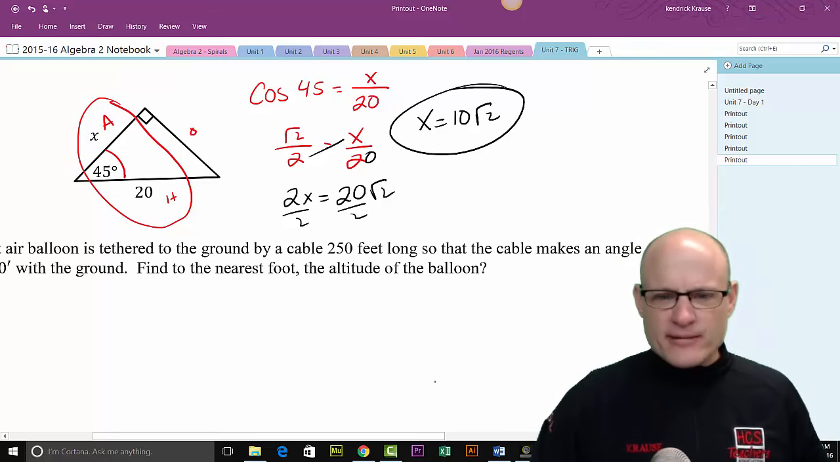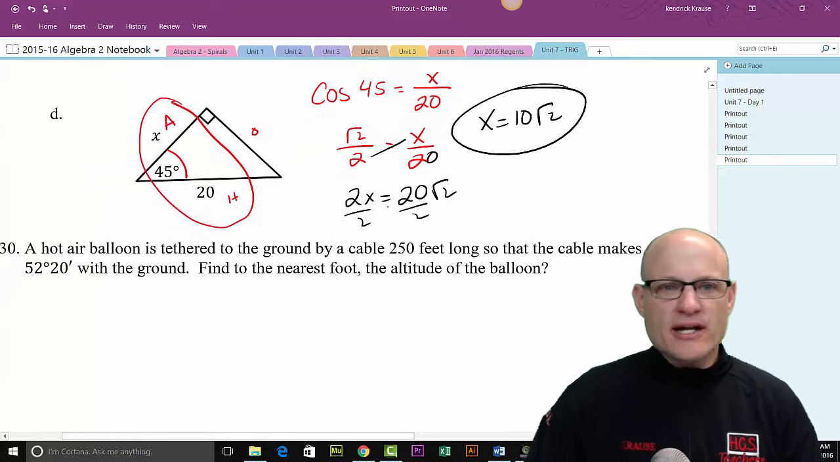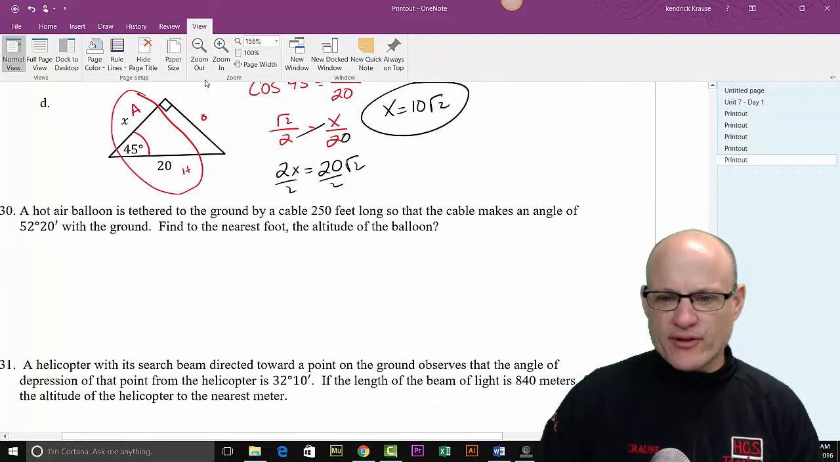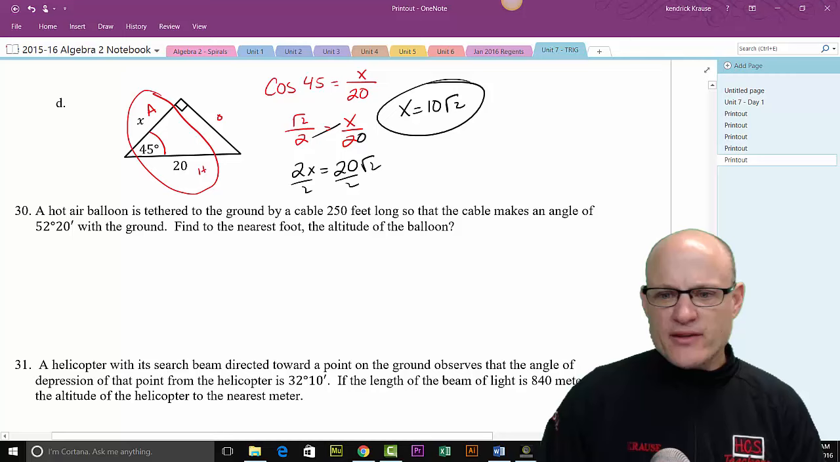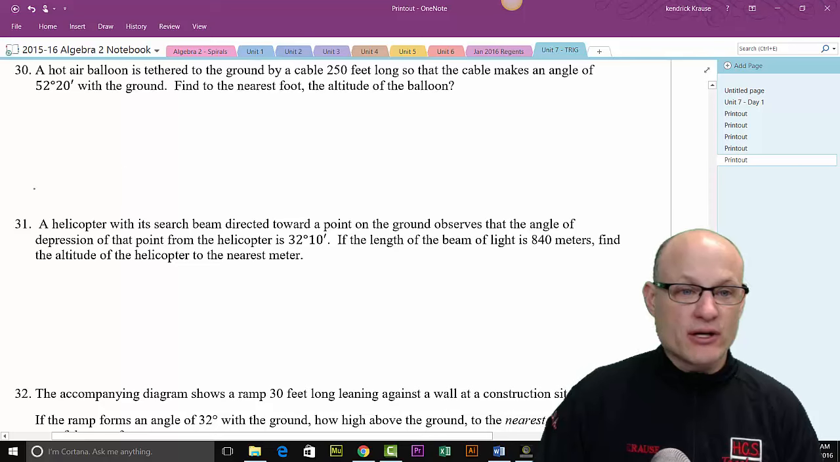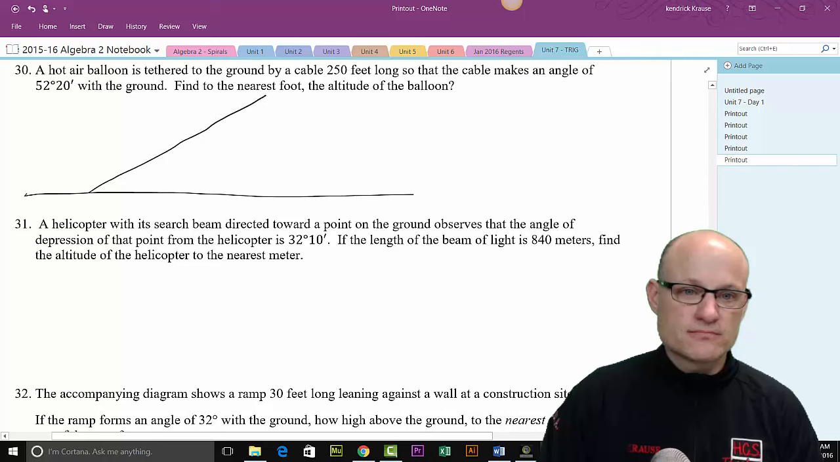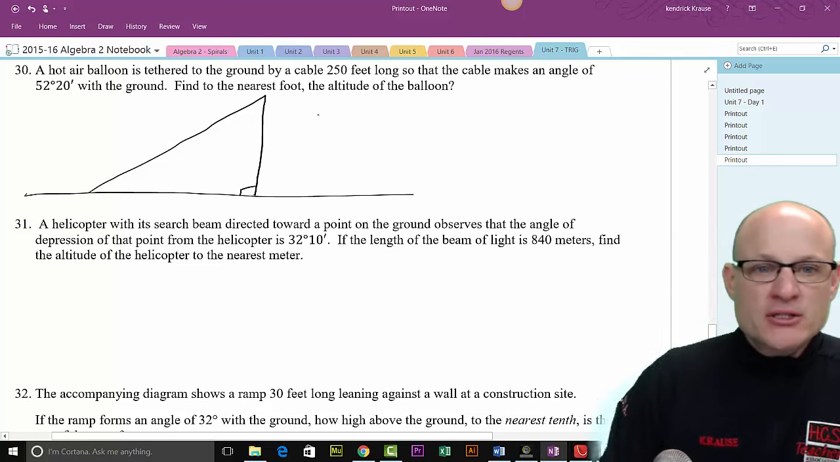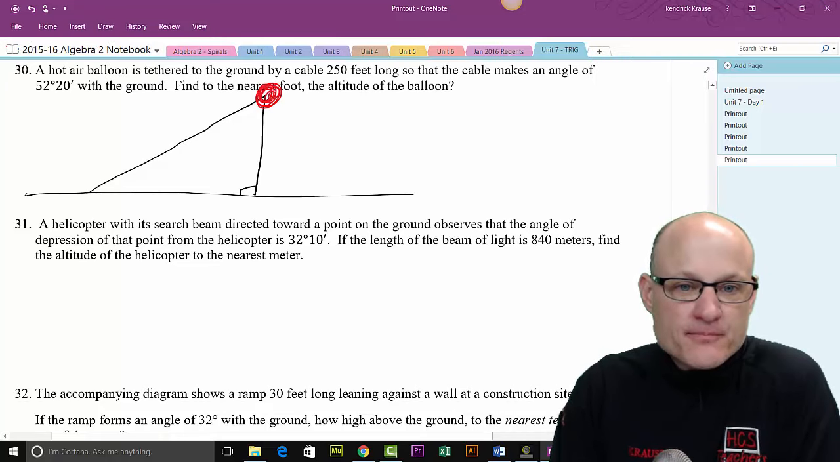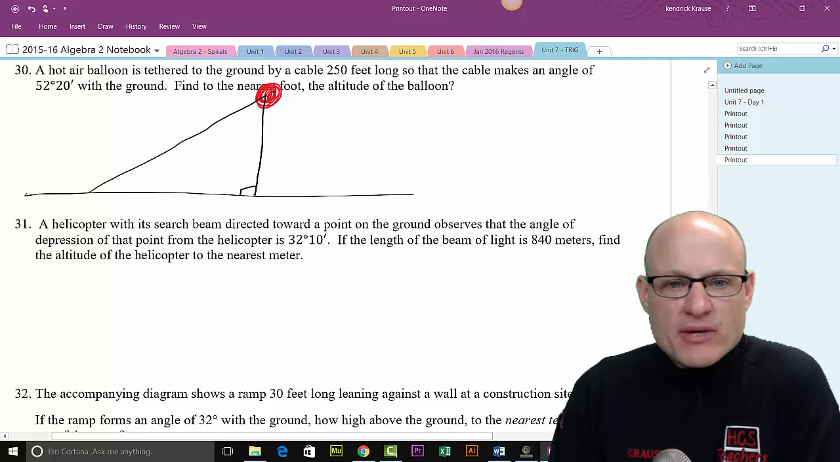All right, so the trick with word problems is trying to make sense of them. The other thing you should remember is the only thing we've worked on is right triangles. So you know you're going to have some kind of right triangle. All right, let's see if we can make sense of this. A hot air balloon. Well, if I had a hot air balloon, that would probably be up in here. So the balloon's going to be up here, tethered to the ground by a 250-foot cable. Oh, ground. Ground's got to be down here, right?